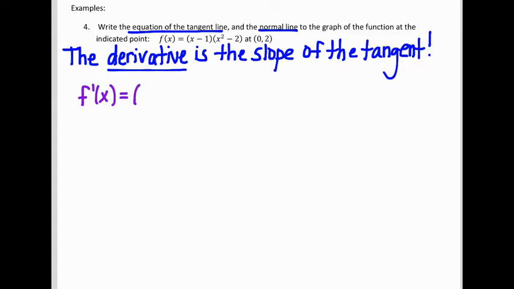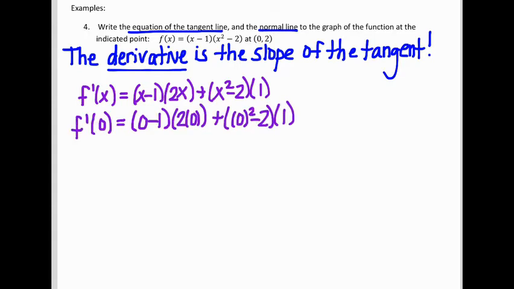So u as itself means I keep x minus 1, and then v prime is the derivative of x squared minus 2, plus v as is, then u prime, so times the derivative of x minus 1. Now what we're looking at here is the derivative at any x. Well, we're not at any x, we're at this coordinate point (0, 2), and more specifically, we're at x equals 0. So I need the derivative at 0. So everywhere there's an x, replace it with a 0.